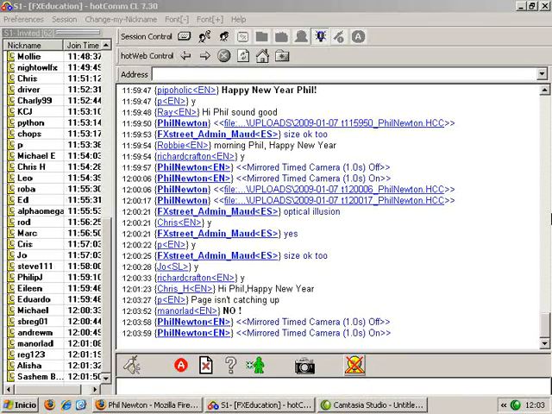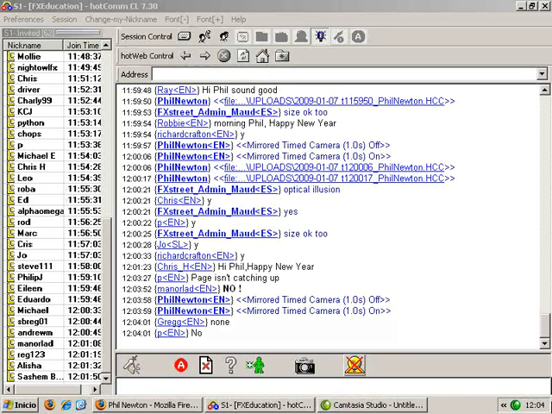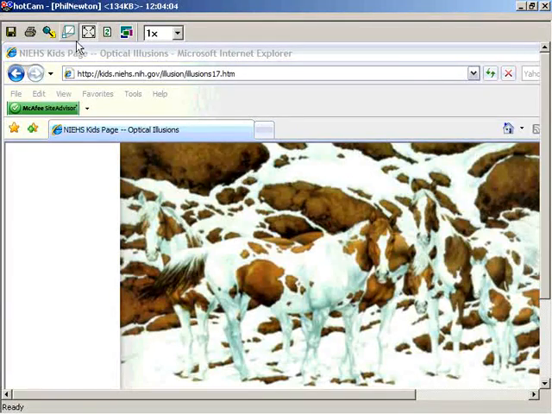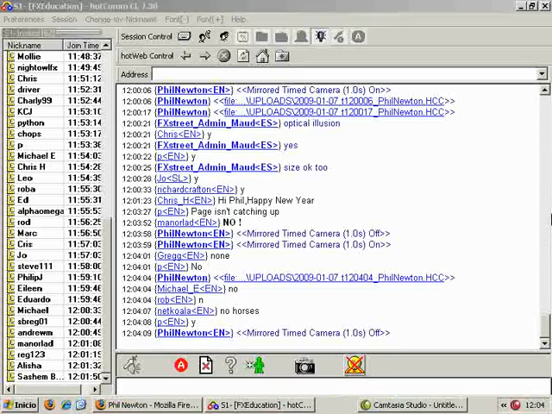Can everyone see the image? Let me just stop and restart. And everyone see the image now?